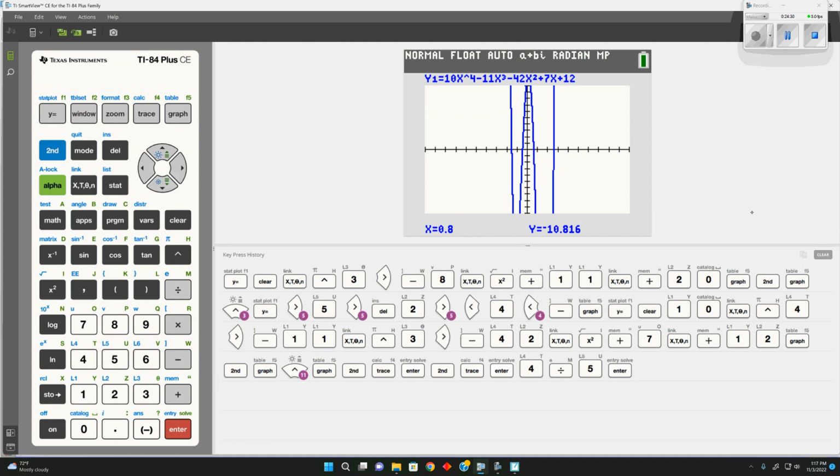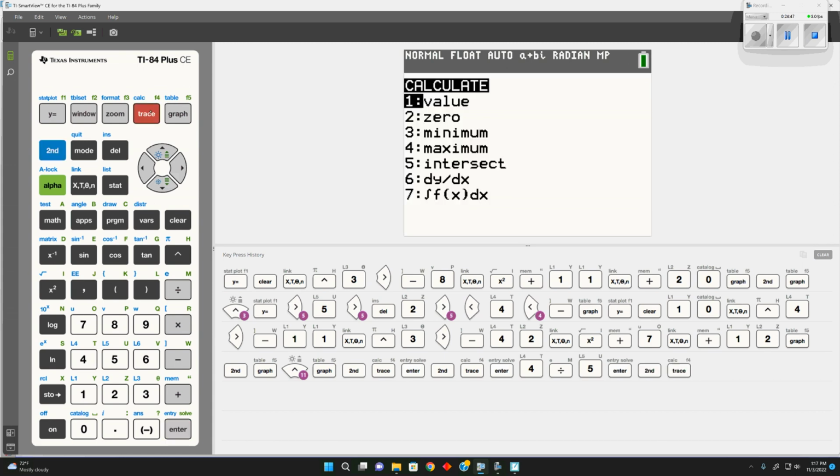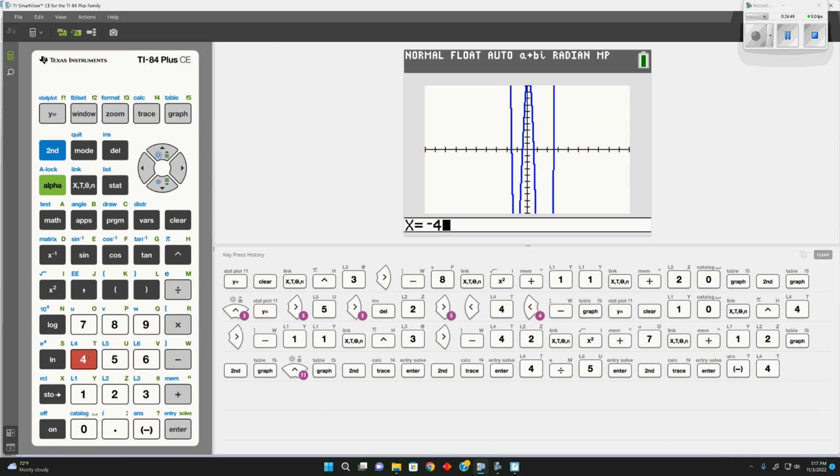Pause it one more time. I just heard a bunch of numbers. Right, so let's try the negative 4/5 is what you said first, yes? So we can try it. So calculate trace value, negative 4/5.